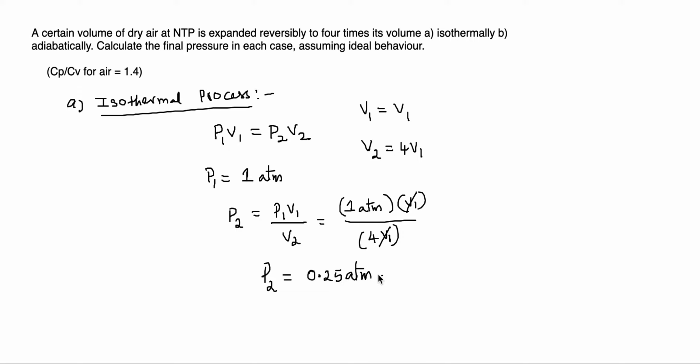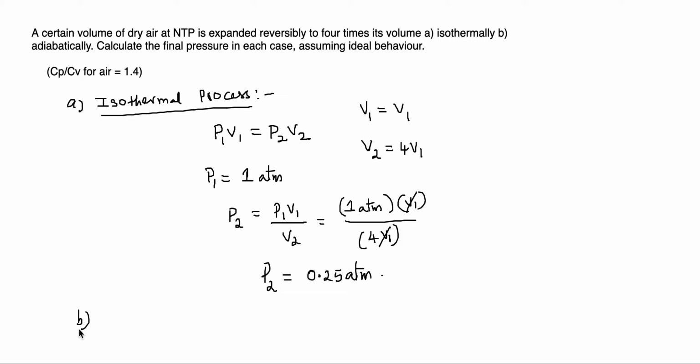This is the pressure in the isothermal process. The state reached through the isothermal process has a pressure of 0.25 atmospheres, and the volume at the final state is 4 times the volume at the initial state. Now let's see, what about the temperature? Obviously, as it is an isothermal process, there is no change in the temperature. Now let's go for the adiabatic process.